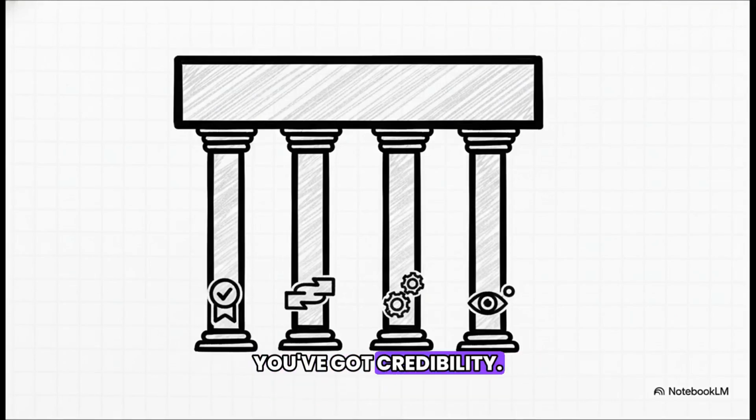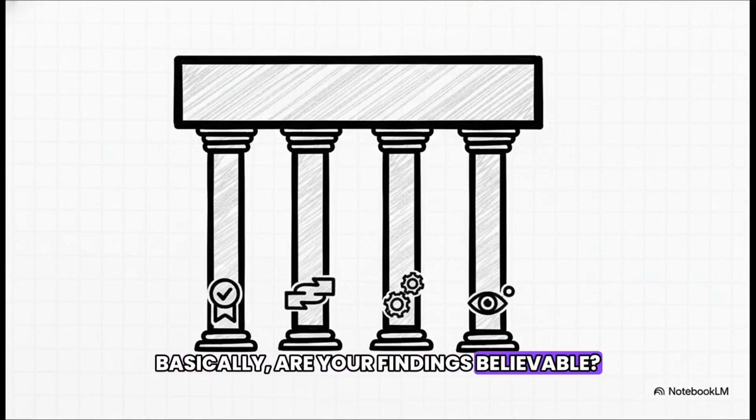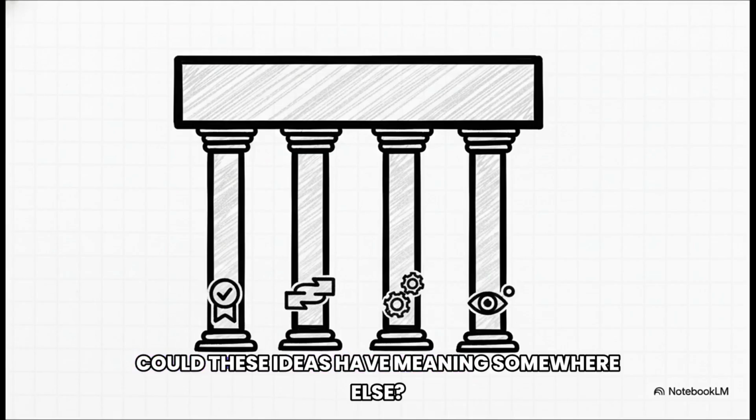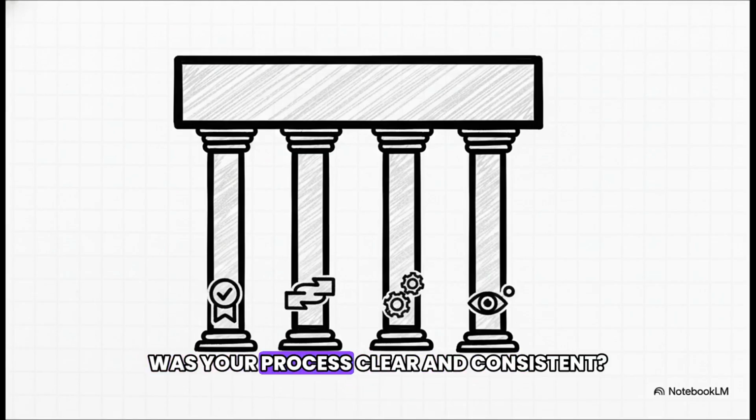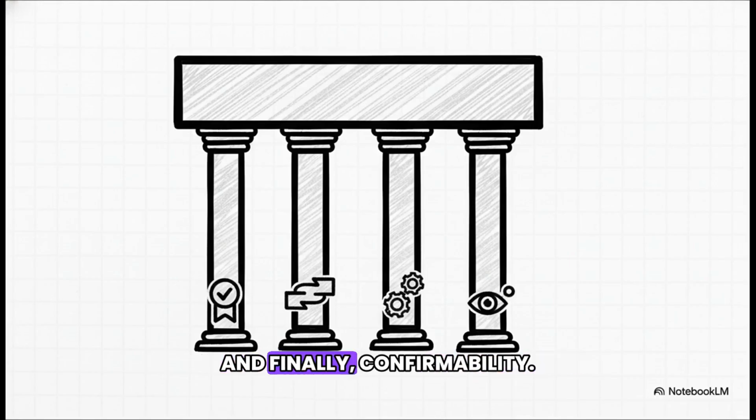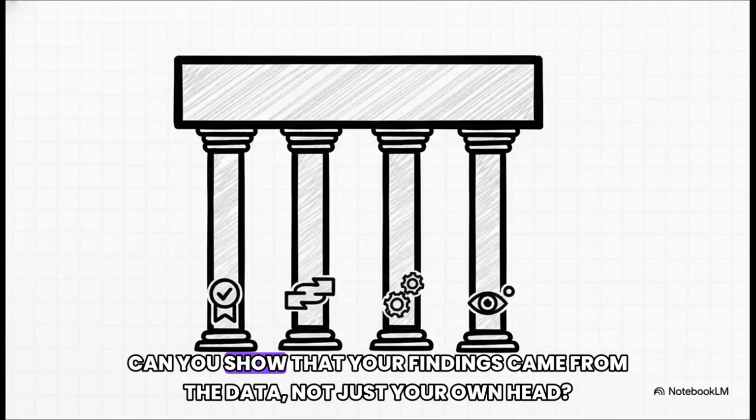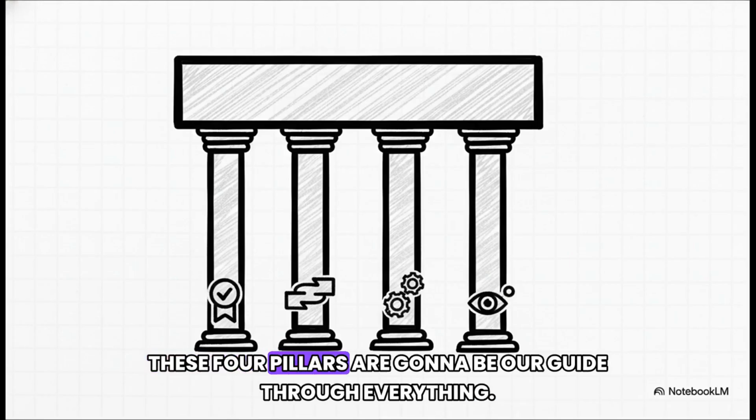You've got credibility. Basically, are your findings believable? Transferability. Could these ideas have meaning somewhere else? Then there's dependability. Was your process clear and consistent? And finally, confirmability. Can you show that your findings came from the data, not just your own head? These four pillars are going to be our guide through everything.